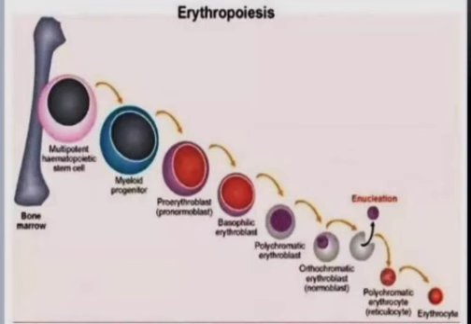Whereas, when there is a decrease of reticulocyte count below 1%, it simply means inhibition of erythropoiesis. That is, your bone marrow is suppressed and red blood cells are produced at a very slow rate.